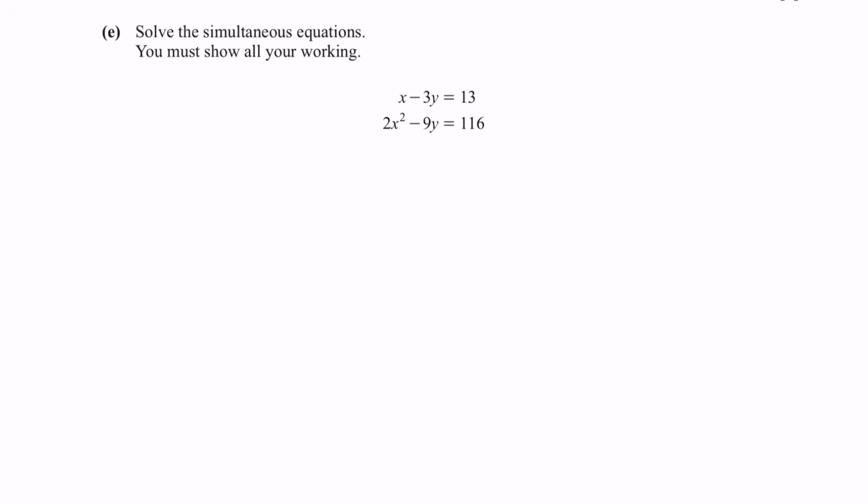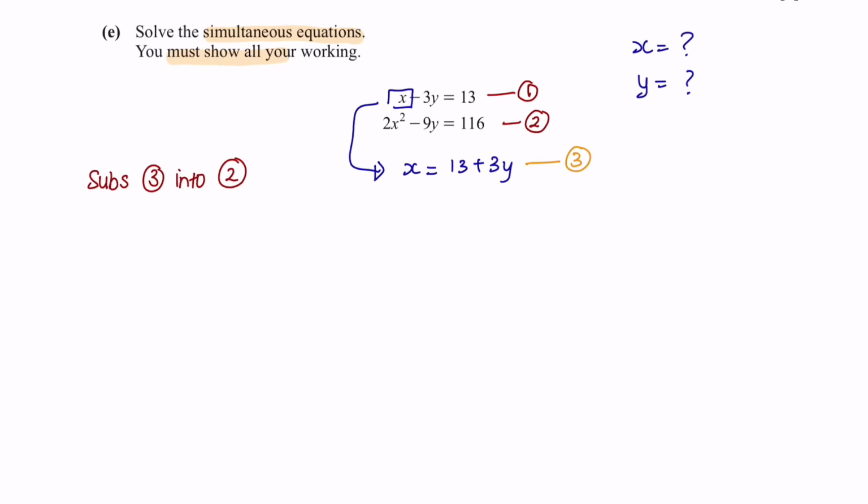Next, question E. Solve the simultaneous equations. You must show all your working. We've got equation 1 and equation 2. The first step is you should find what is x in terms of y or what is y in terms of x. The easier one to do is to find x in terms of y, which would be 13 plus 3y. So this here would be the third equation. We're going to substitute equation 3 into equation 2. So the value of x, 13 plus 3y, we're going to substitute into this equation.